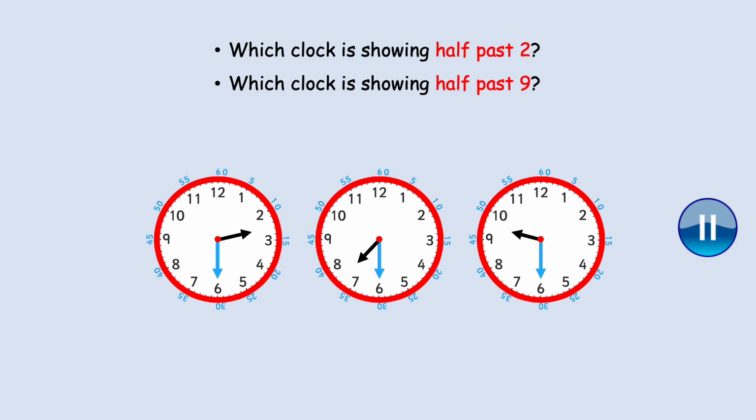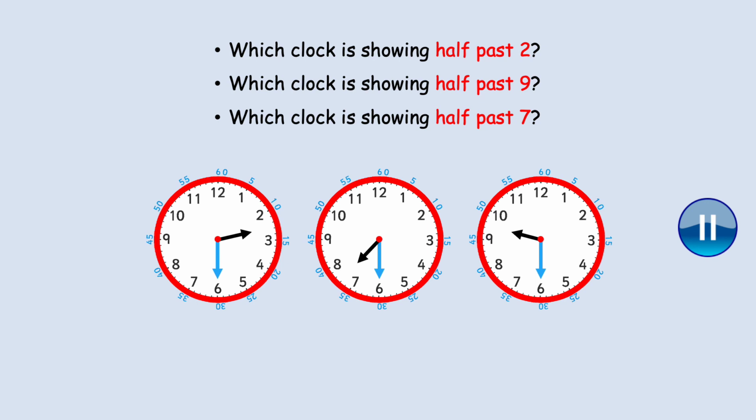Which clock is showing half past 9? Well done. The small hand is past the 9, hasn't got to the 10, and the big hand is at halfway, which is half past.